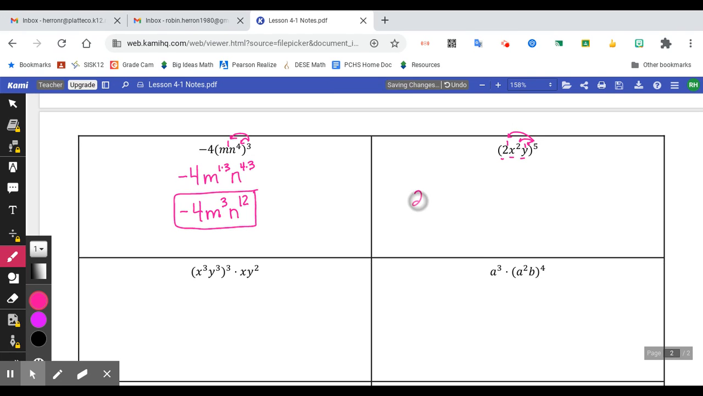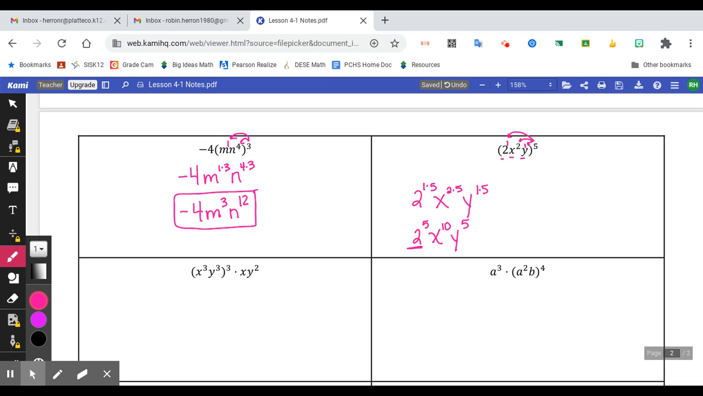So we're going to have 2 to the 1 times 5, x to the 2 times 5, and y to the 1 times 5. So this would be 2 to the 5th, x to the 10th, y to the 5th. Now, in the rest of them, we were done because we couldn't combine anything else or solve anything else. But we can actually solve out 2 to the 5th.